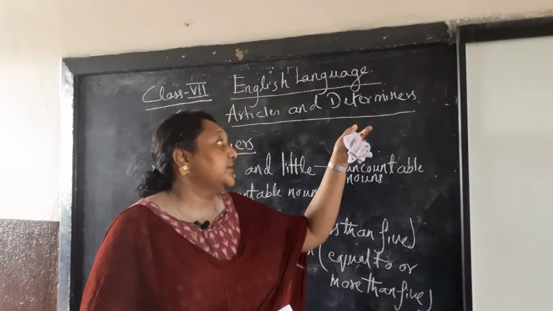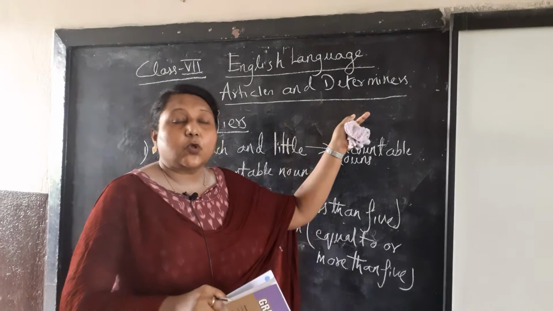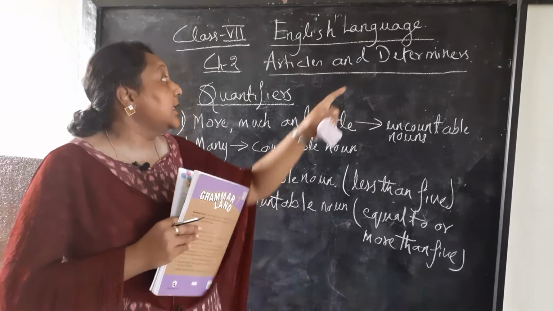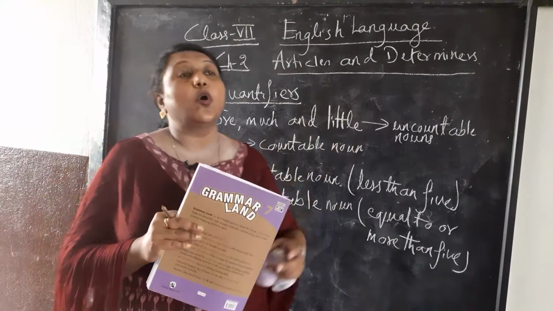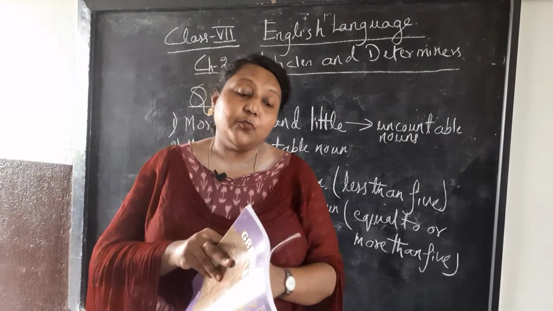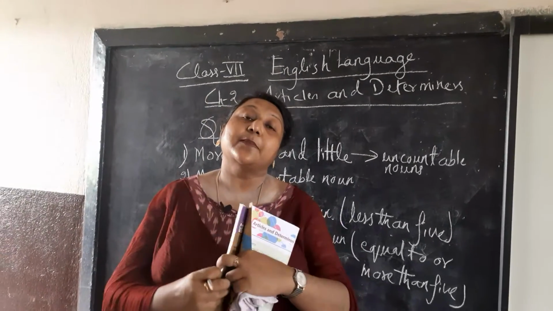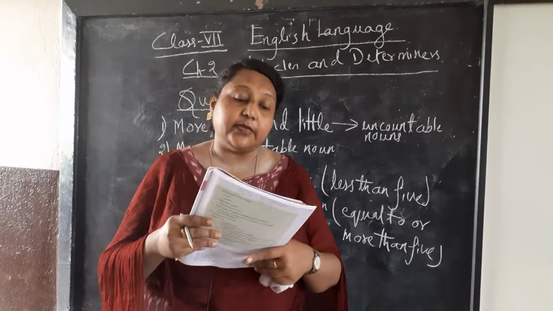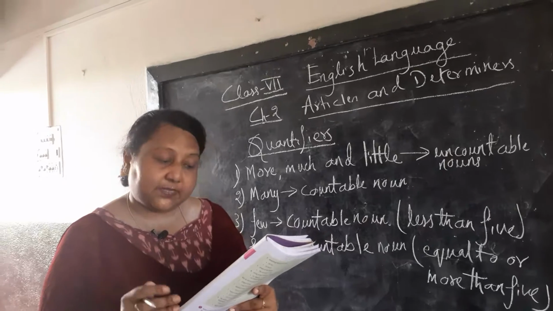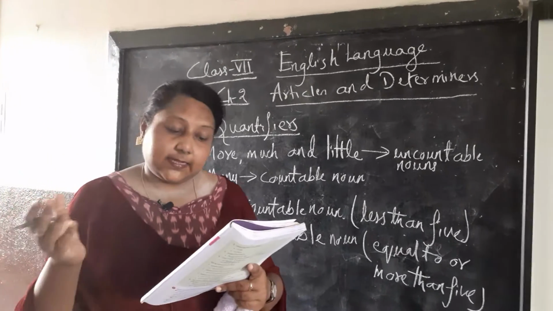And next comes determiners. Determiners also modify any particular noun. An article is also a determiner, but all determiners are not articles. Now, in your book you will find a variety of determiners in a chart given there. Various kinds of determiners have been given there. First comes articles, A, AN and THE.